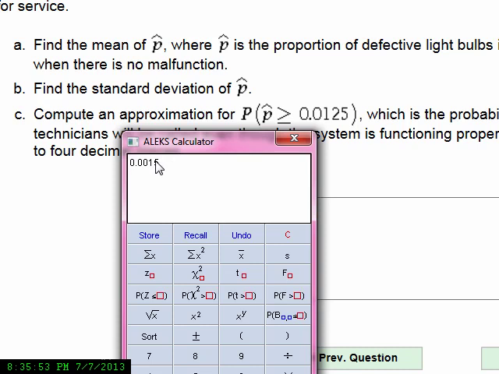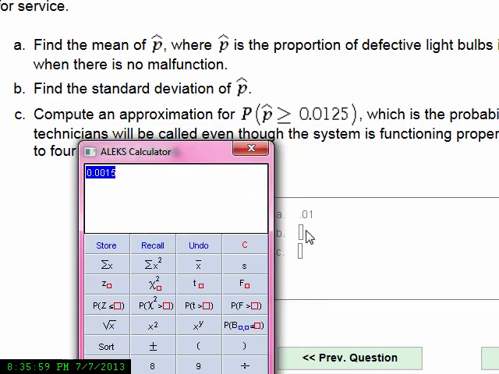And so you get 0.0015, Control C. Come on, I'm trying to submit this. 0.0015.